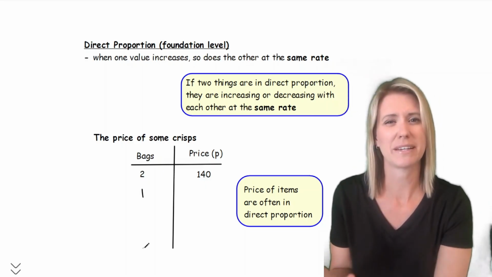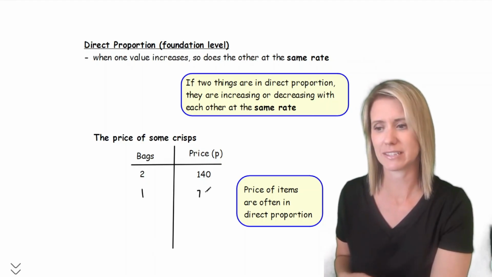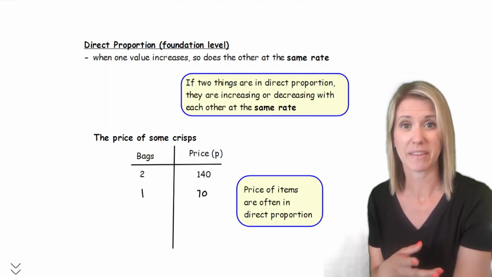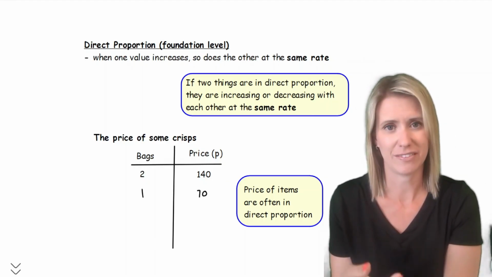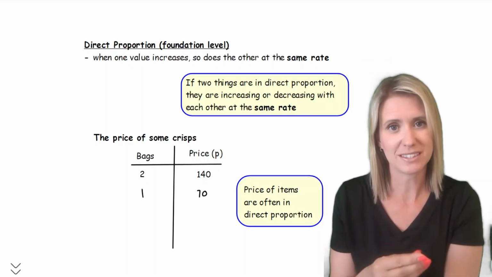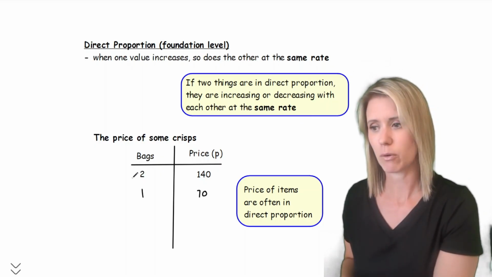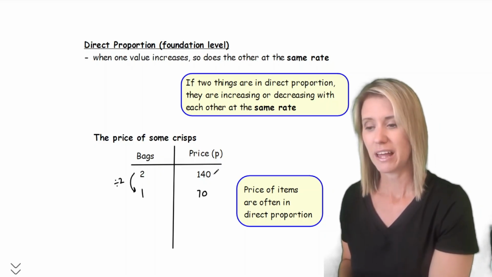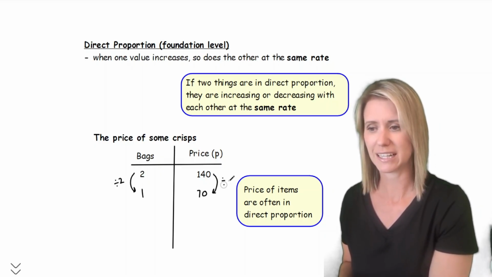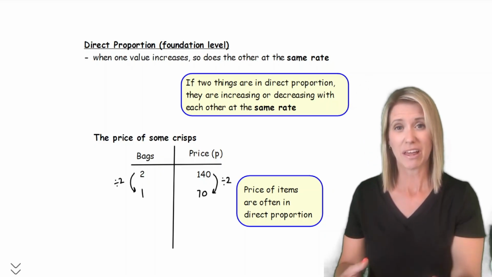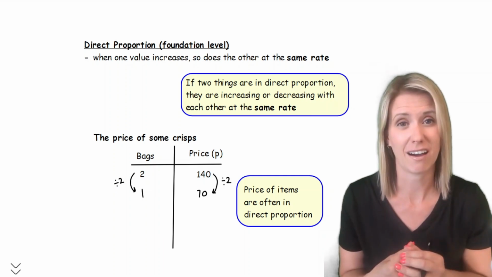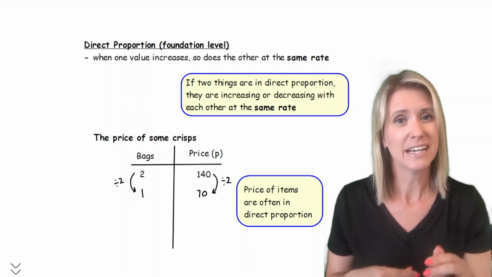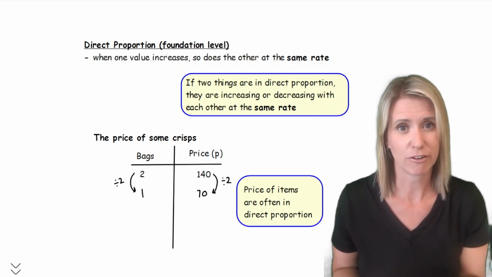Well, you know it's going to be half of that, isn't it? So it's going to be 70p. And when we're saying that something is increasing together at the same rate or decreasing together at the same rate, this is what we mean. That 2 has been halved, it's been divided by 2. Therefore, the 140 has also been divided by 2. They have decreased by half. Both of them.